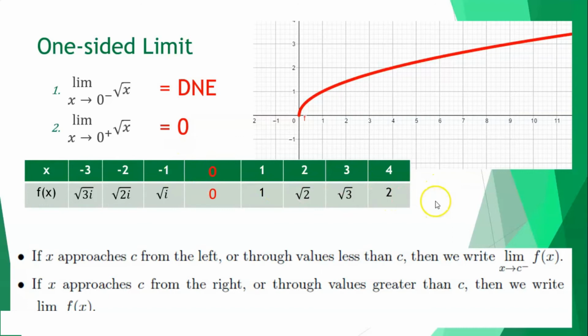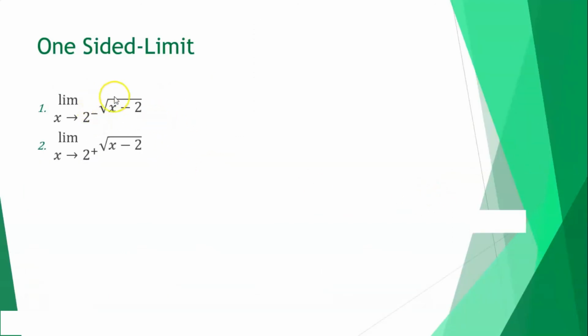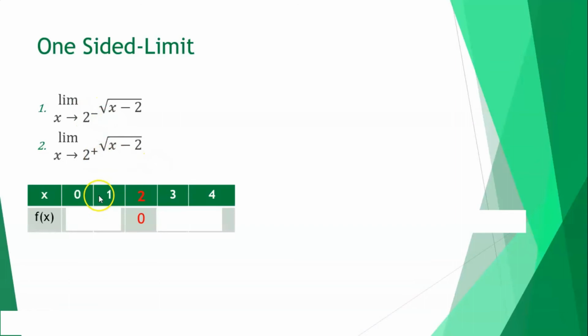Okay, another example. This one, the limit of the square root of x minus 2 as x approaches 2 from the left and from the right. Making use of the table of values, if x is 2, then 2 minus 2 is 0. If we use 3, then 3 minus 2 gets 1. And with 4, we get the square root of 2, and so on. For numbers to the left of 2, like 1, 1 minus 2 becomes negative 1, which is imaginary. So the limit of the square root of x minus 2 as x approaches 2 from the left does not exist, while as it approaches 2 from the right, our answer is 0.